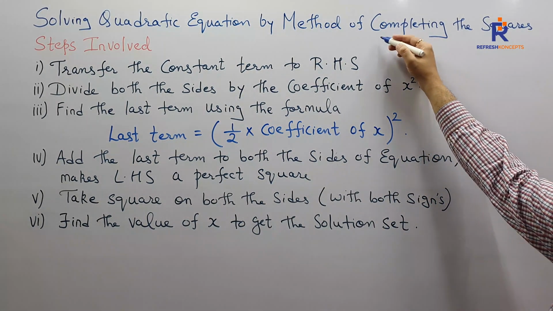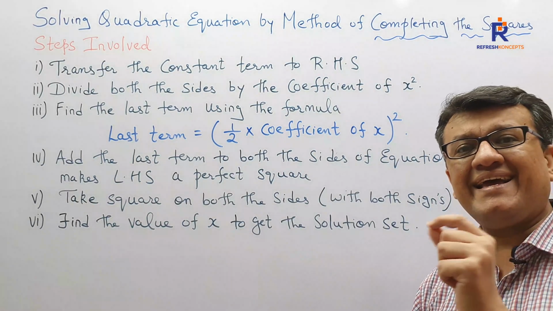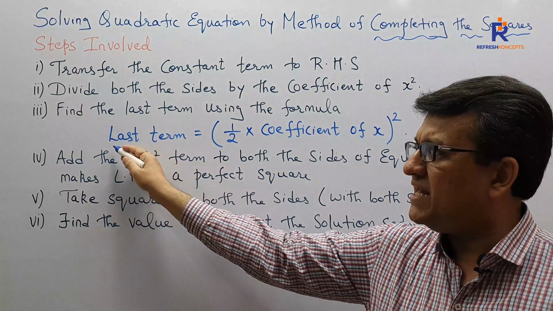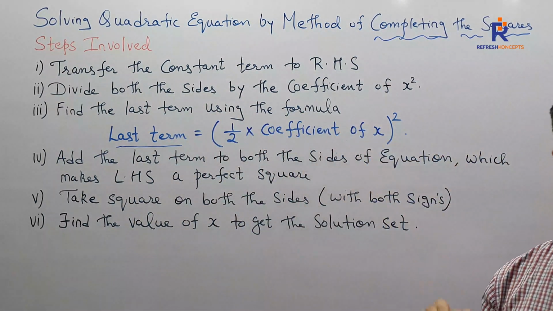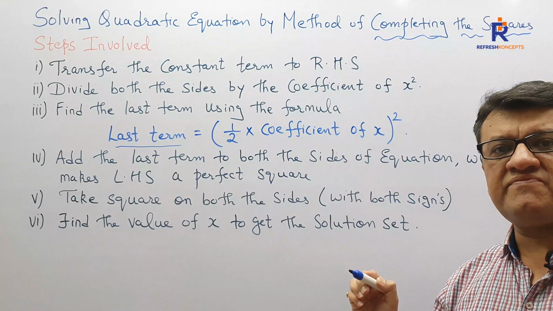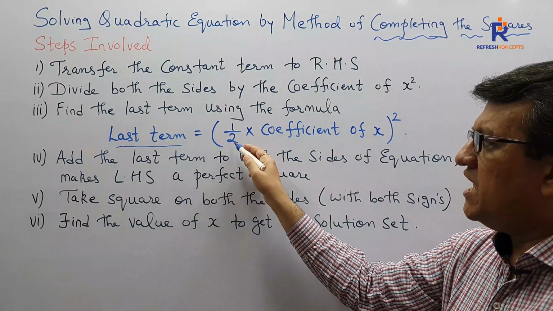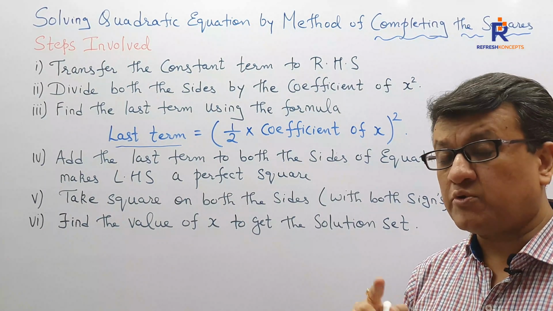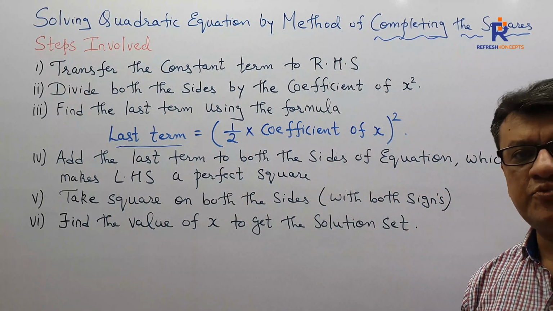Now comes step number 3. Since our heading says completing square, that means our LHS is not a perfect square and we have to make it a perfect square. So there is something called the last term. So what is step number 3 trying to say? Find the last term using the formula. After applying step number 1 and step number 2, step number 3 is always find out the last term using the formula. What is the last term formula? Last term is equals to half into coefficient of x the whole square. What is last term and how can we find out last term? Last term is equals to half into coefficient of x the whole square.